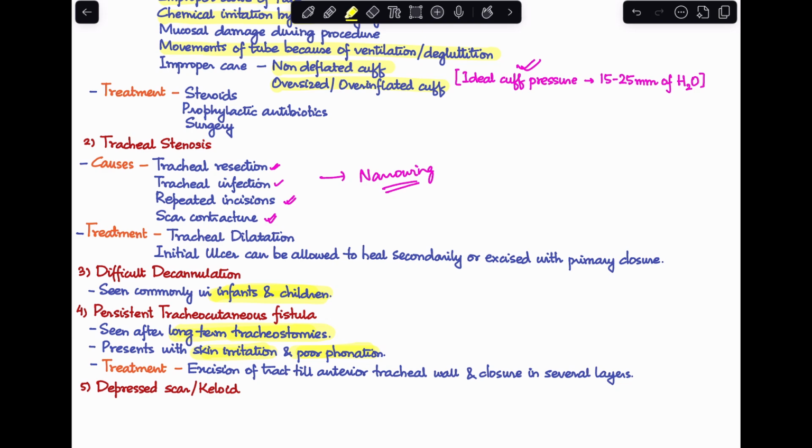Last of all, there can end up being a very disfiguring scar or a depressed scar and keloid formation at the incision site. So, this completes everything we need to know about the complications of tracheostomy and how we classify them into immediate, intermediate, and delayed complications.